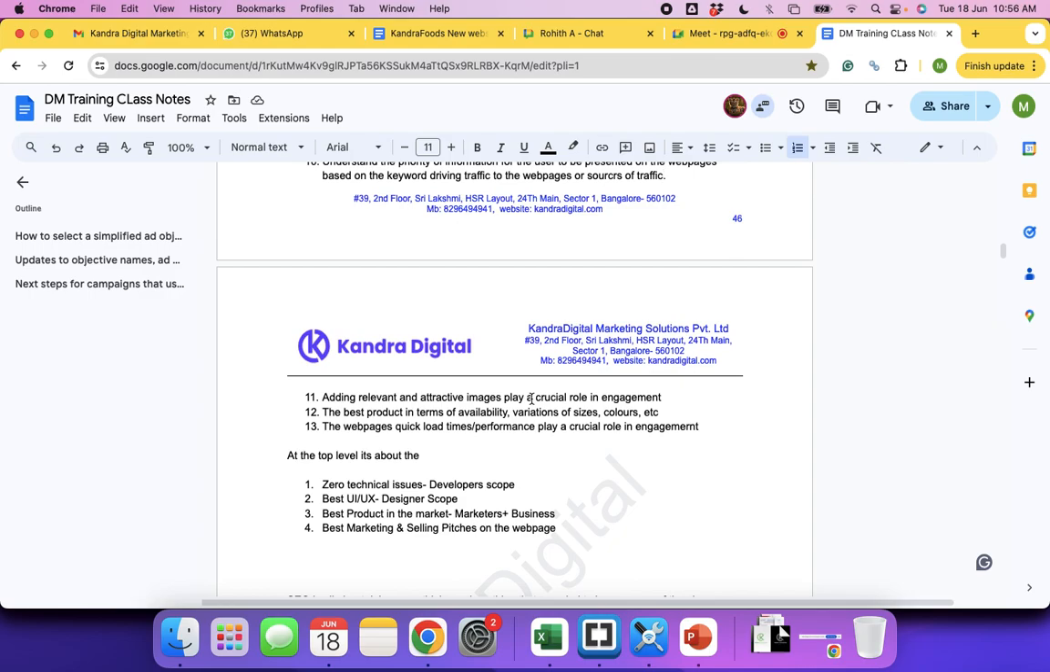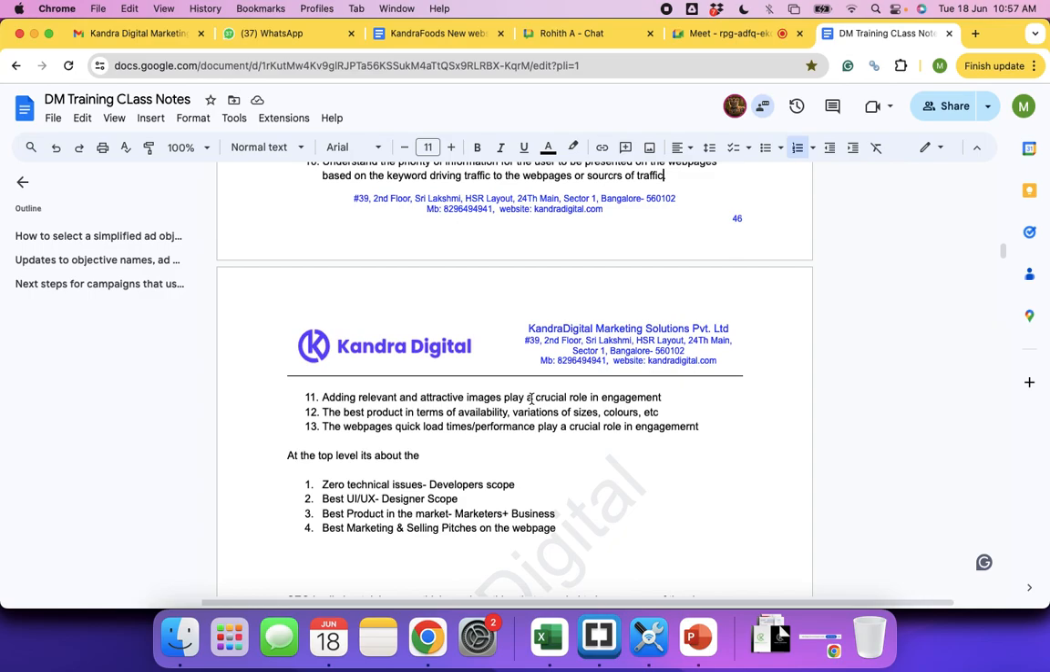Okay, at the very top level, improving the engagement is all about maintaining zero technical issues, which is mostly in the developer's hand. But as a digital marketer, you have to be in a position to understand what kind of technical issues are hampering the progress, and we are going to learn that as well. How do we identify all these technical issues on the website from the search engine optimization perspective?